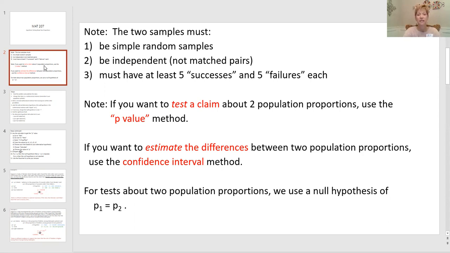Okay, the other thing is the samples need to be independently drawn. So what that means is when you draw one sample, that doesn't in any way impact what you might get when you draw your other sample. So they can't be matched pairs. Now, there are ways to do hypothesis testing on matched pairs, but this is not it. Okay, so random samples, independent.